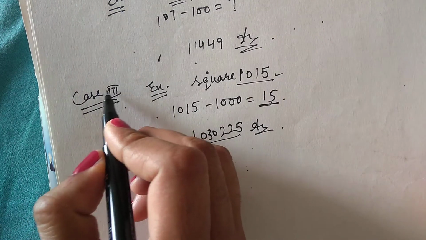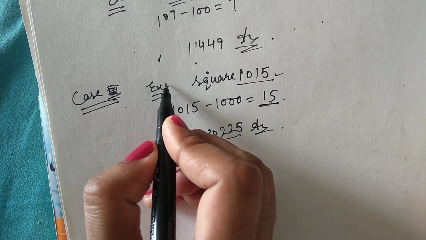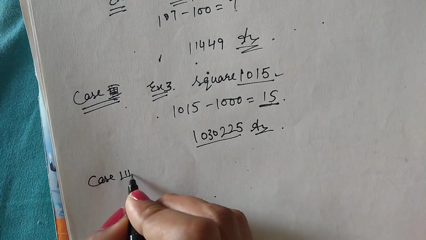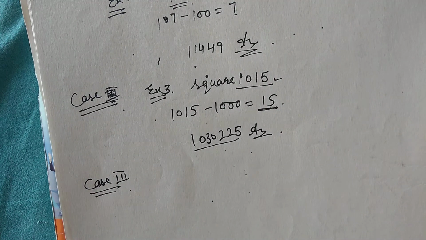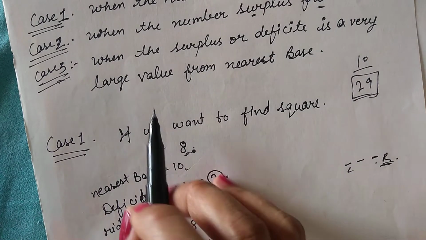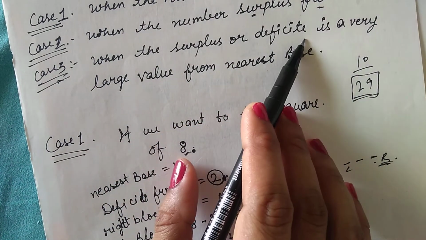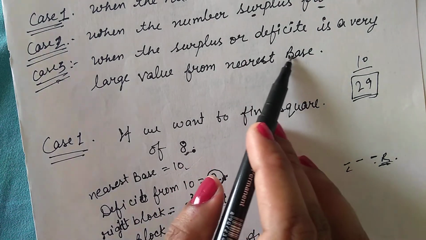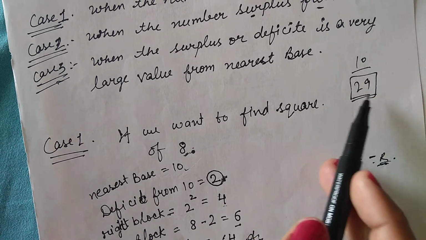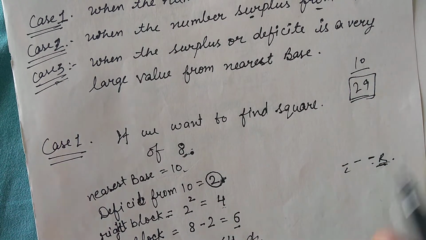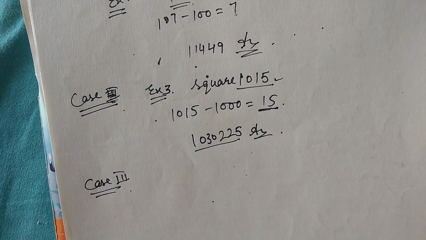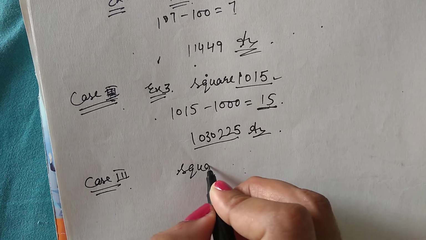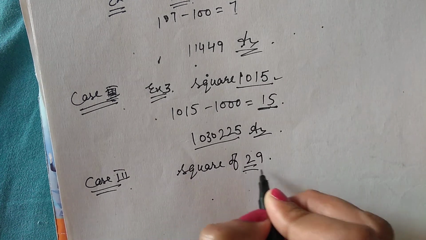That is the third example of case second. Now we discuss case third. What is case third? Case third is when the surplus or deficit is a very large value from the nearest base. We take an example like 29. So we take the square of 29.